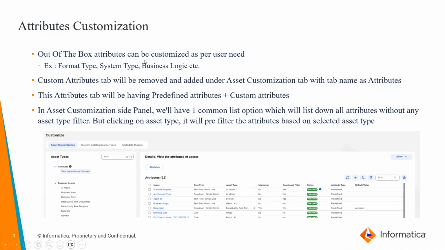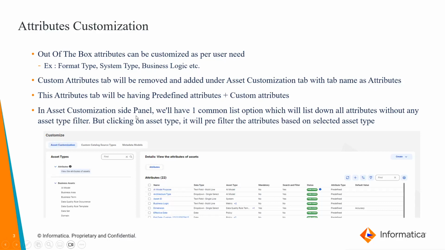Out of the box attributes can be customized as per the user need. Out of the box attributes are, for example, format type, system type, business logic for various assets. From the April release, the custom attributes tab will be removed, and under customization, an asset customization tab will be available with the name attributes. This attributes tab will have the predefined attributes and custom attributes.